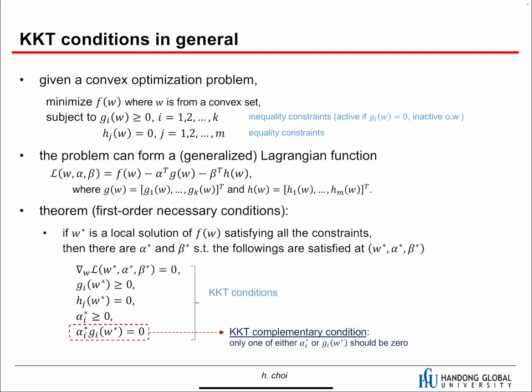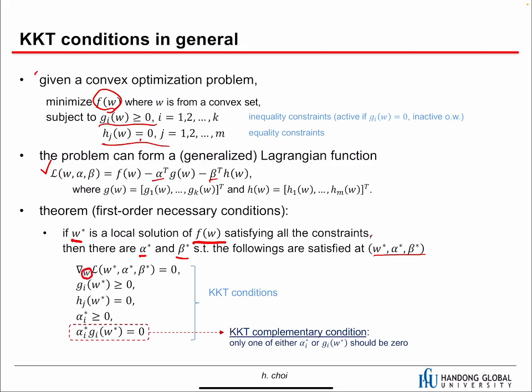So let's talk about KKT conditions in general. Given a convex optimization problem, minimizing this objective function, there are some constraints, inequality constraints and equality constraints. In SVM problems, we don't have equality constraints, but in general, we can have inequality and equality constraints. And then the problem can form a generalized Lagrangian function like this. Okay. And these are Lagrangian multipliers. And then there is a theorem, the first order necessary condition theorem. So if W star is a local solution of f of W satisfying all the constraints, then there are alpha star and beta star such that the following are satisfied at this point. So look at this one. This is our parameter.